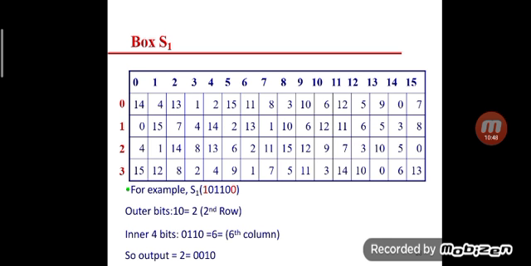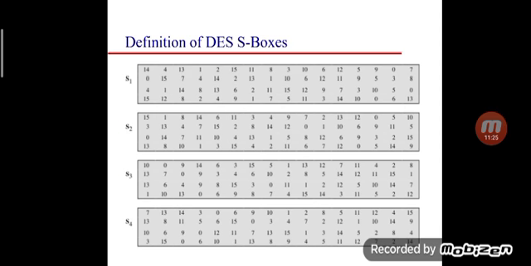So in order to consider the inner bits, we can discard the right-hand side one bit and the left-hand side one bit. So here our inner 4 bits are 0 1 1 0. Our representation of 0 1 1 0 is a 6, so that's why we can select the column as 6. So by using these S boxes, we can select the rows and columns. The rows are selected based on the outer bits and the columns are selected based on the inner bits.